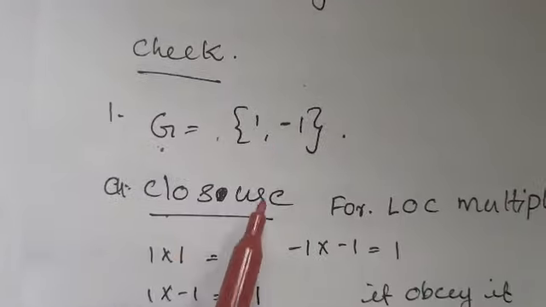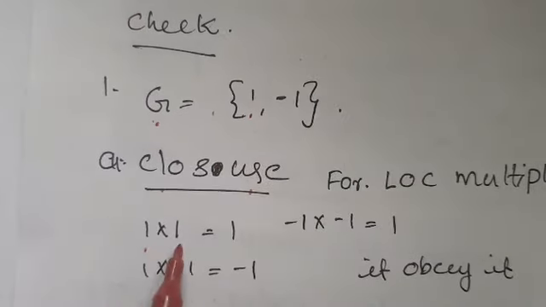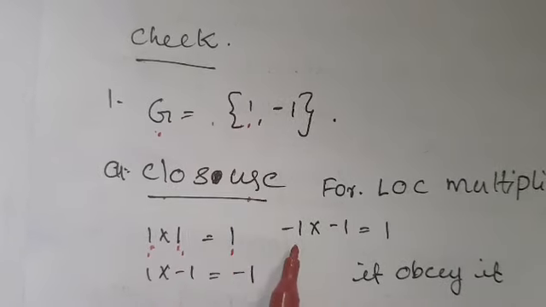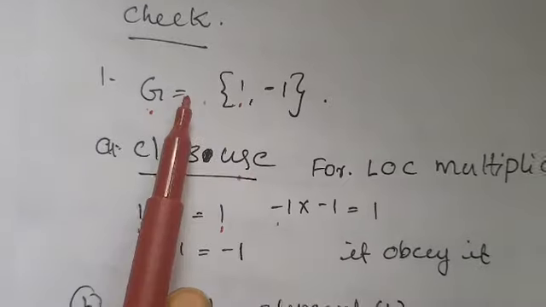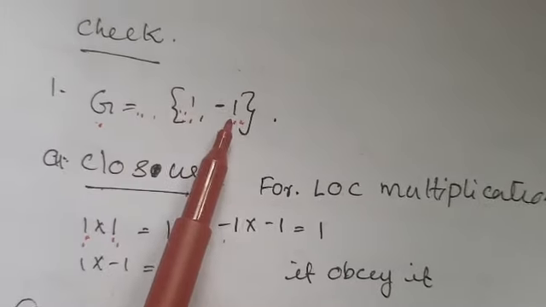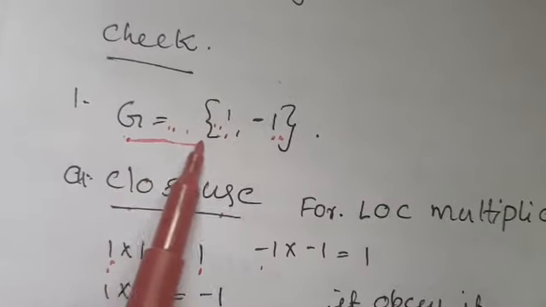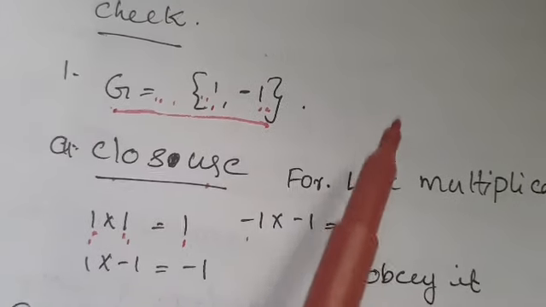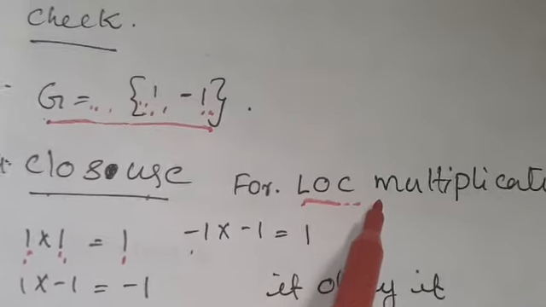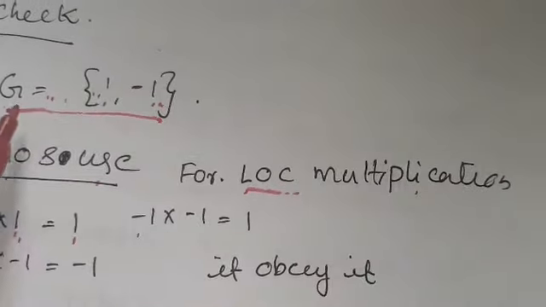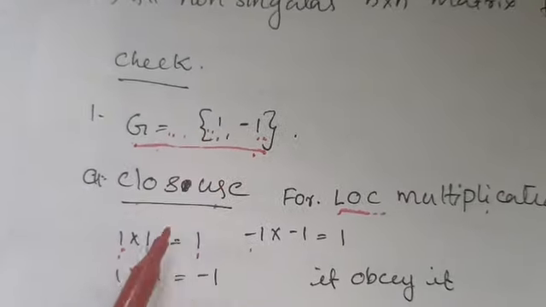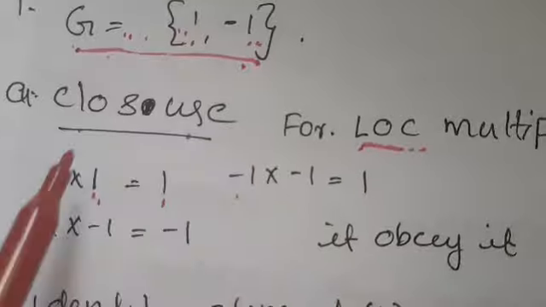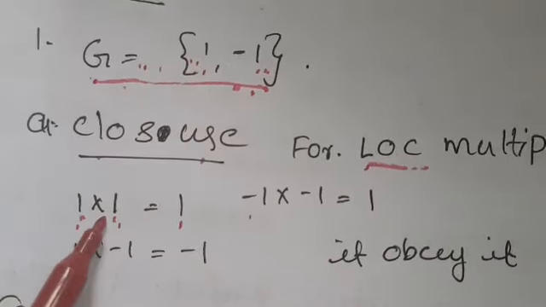So let us check the closure property for this. A into A should be in G. So 1 into 1, or minus 1 into minus 1, should be in G, or AB or BA. AB is equal to 1. So this is a group for law of combination multiplication. If law of combination is multiplication, this is a group. Okay, so 1 into 1 is 1, minus 1 into minus 1 is 1, 1 into minus 1 is minus 1, all these are present in this group. So it obeys closure property.